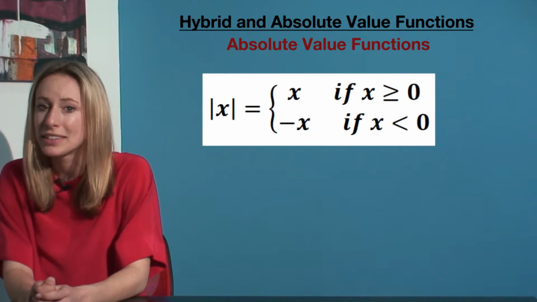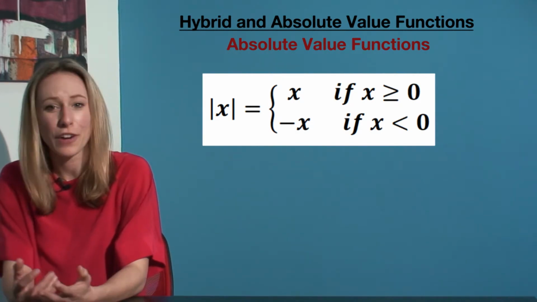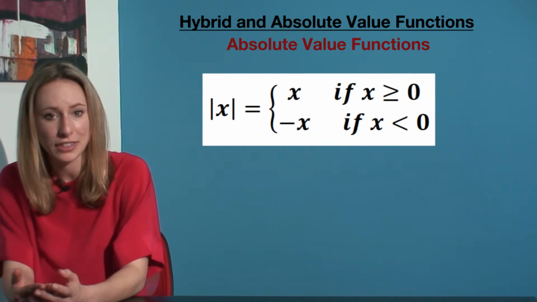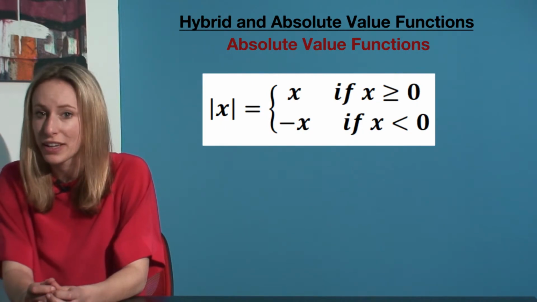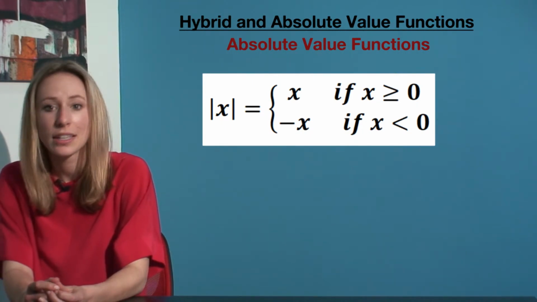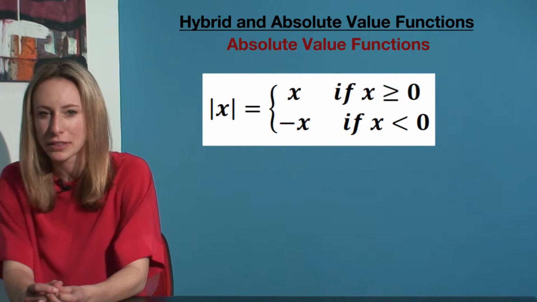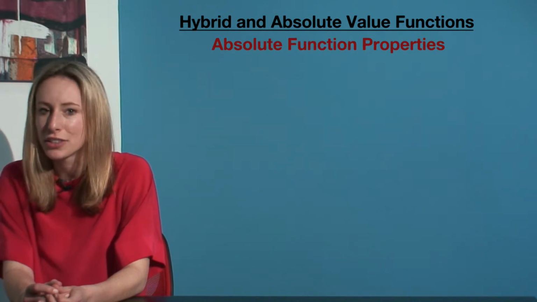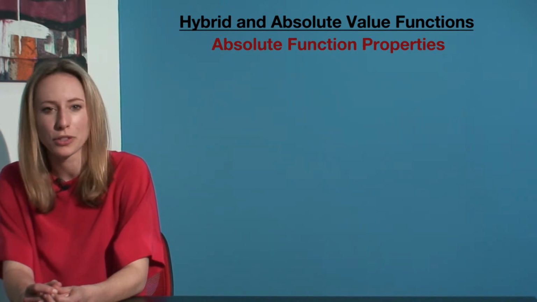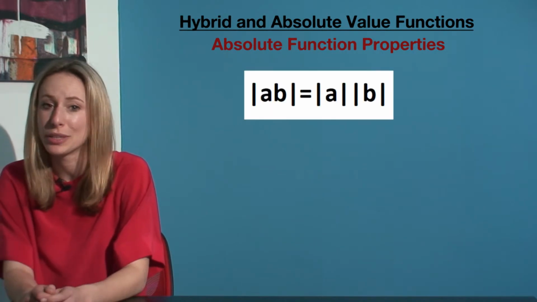Absolute value of x means that for every positive value of x, the function just equals x and is always positive. For every negative value of x, the function equals negative x, and due to the double negative, will now be positive. Absolute value functions have a number of properties which are important to know. However, they are fairly intuitive.